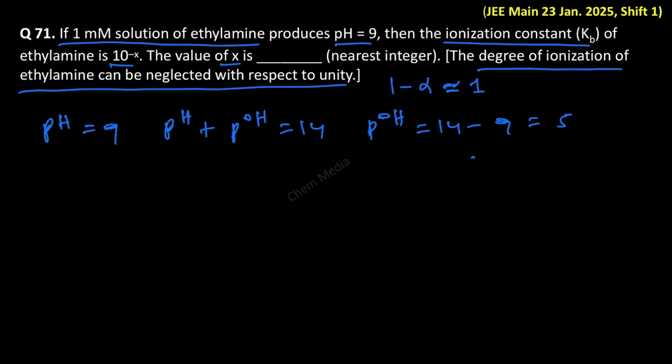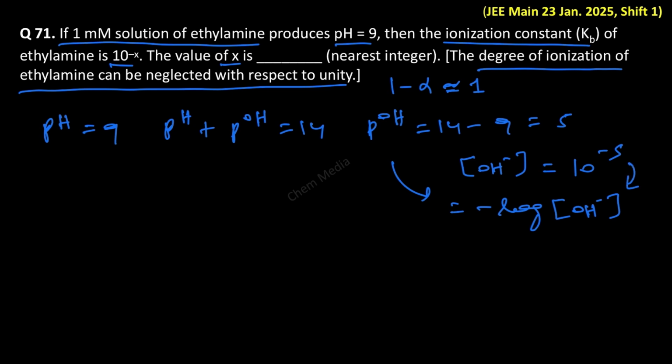This means the concentration of OH minus is equal to 10 to the power minus 5, because pOH is equal to negative logarithm of OH minus ion concentration. Unless we put the value 10 to the power minus 5 here, we can't get 5 here, isn't it? Log of 10 to the base 10 is 1.